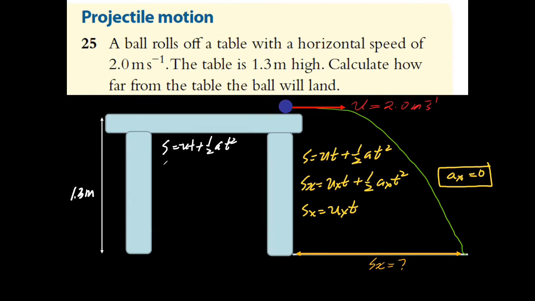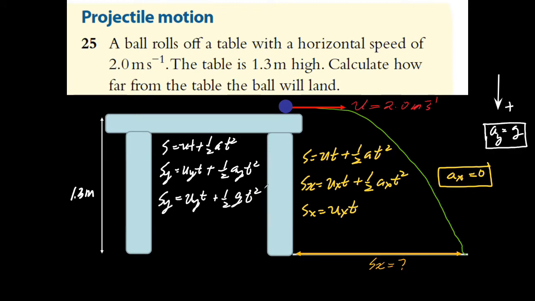Let's write it down, the y component: Sy equals uyt plus 1 over 2 ayt squared. Let us choose downward as the positive reference. Then the acceleration due to gravity in the y component is g, as it is always downward. Since we chose downward as positive, Sy is also positive. So 1.3 equals the initial vertical velocity, which is 0 as the ball is traveling horizontally, so 0 times t, plus 1 over 2 times 9.81 t squared.